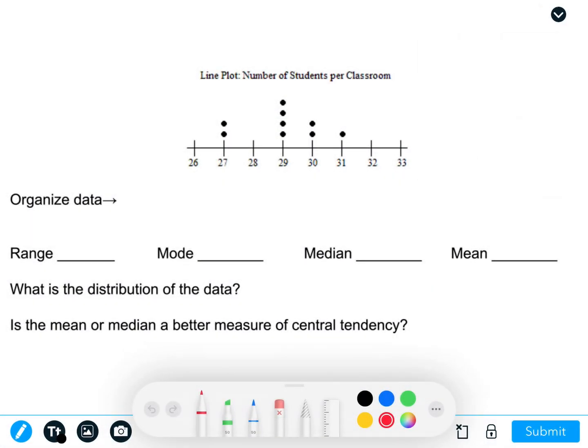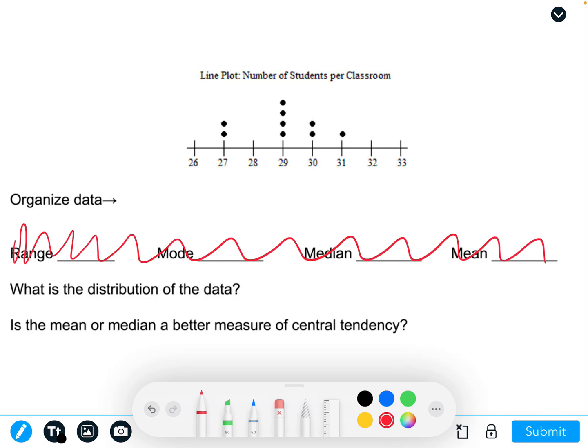Okay, this is a continuation of the analyzing data because Nearpod was acting up on me. So we're going to continue looking at analyzing data, in this case, the distribution of the data. So we're going to just ignore this part because we did enough review with that on the previous video.